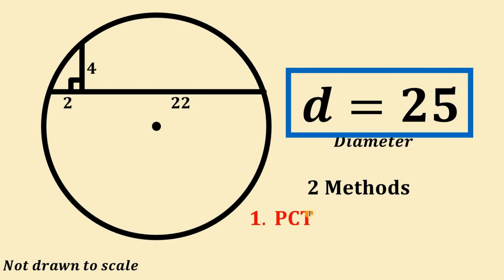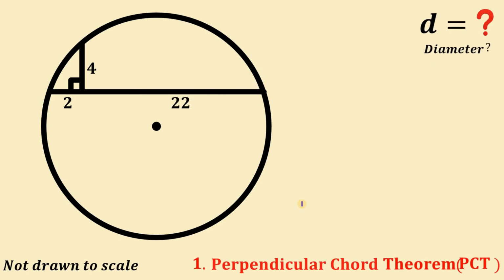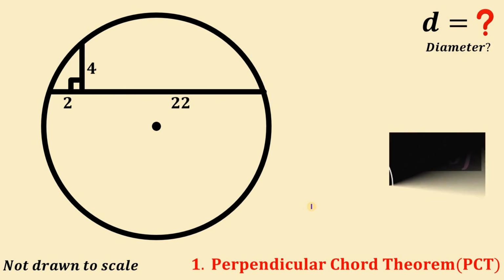So the first one is by using the PCT, or what we call the perpendicular chord theorem. Now the second is of course our favorite. When we have a geometry problem, we have the Pythagorean theorem. So let's begin with our first solution using the perpendicular chord theorem. And the question is, what is perpendicular chord theorem?